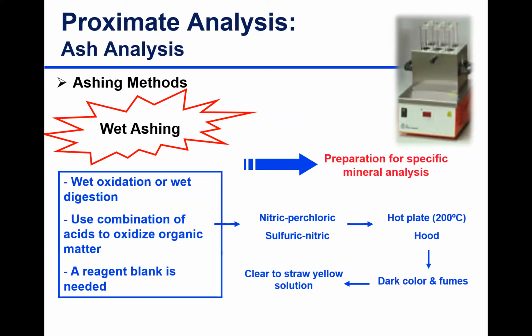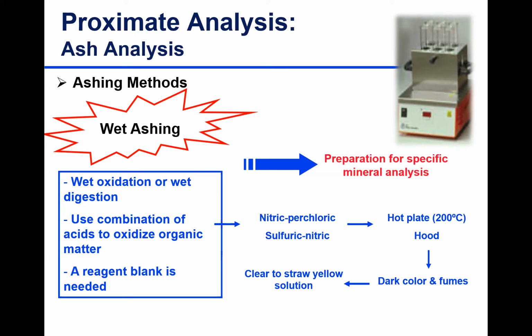All right, so wet ashing. So wet ashing here is, again, like I said earlier, here we're using strong acids, highly strong acids that can oxidize organic matter or burn off organic matter. So they usually use a combination to make sure that all of your organic matter can get oxidized. So a common combination is nitric acid and perchloric acid.